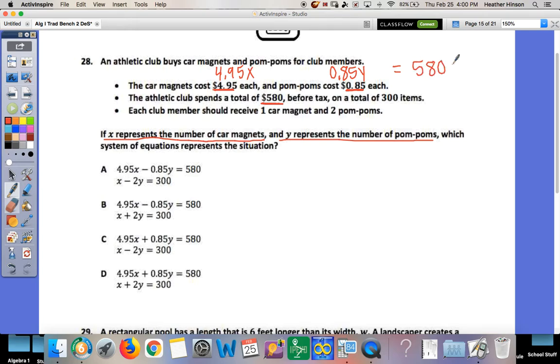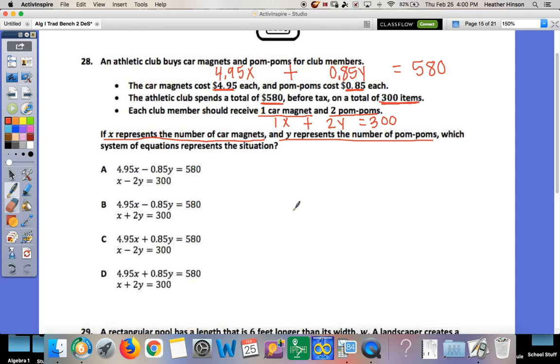Now do we add or subtract? Think about if you buy stuff. If you buy magnets and you buy pom-poms, they're going to add all of your costs together to get that 580. Then each club member should receive 1 car magnet, so 1X, and 2 pom-poms, so 2Y. And they got a total of 300 items. So these are your items, so that's going to be 300. And again, if you're buying stuff, you're going to add it up. You're not going to subtract it.